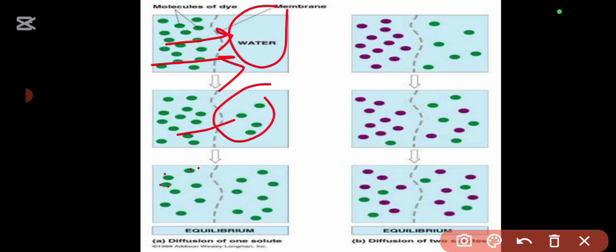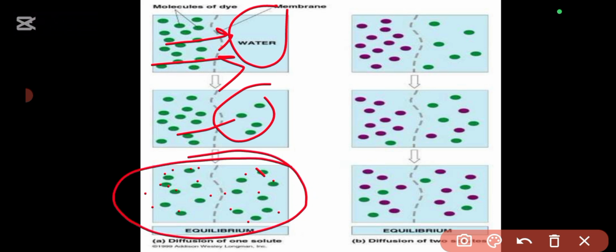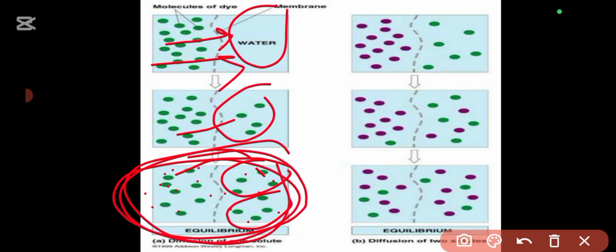If you count them, 1, 2, 3, 4, 5, 6, 7, 8. Okay, that's relatively equal, right? So it's at this point we say equilibrium has been reached. So this is where diffusion will stop. You understand? Okay, it's now 8-8. So diffusion will stop here because they are now in equilibrium.